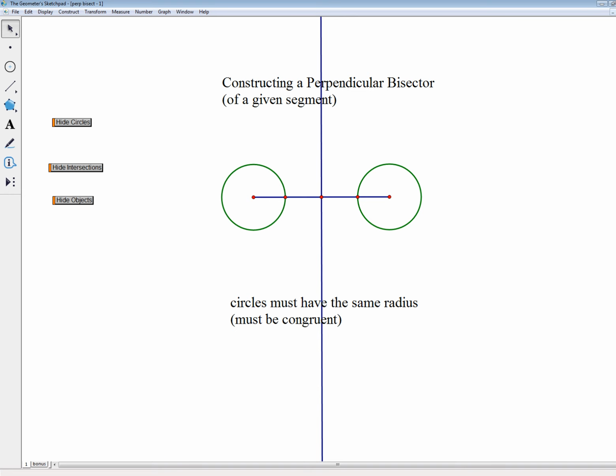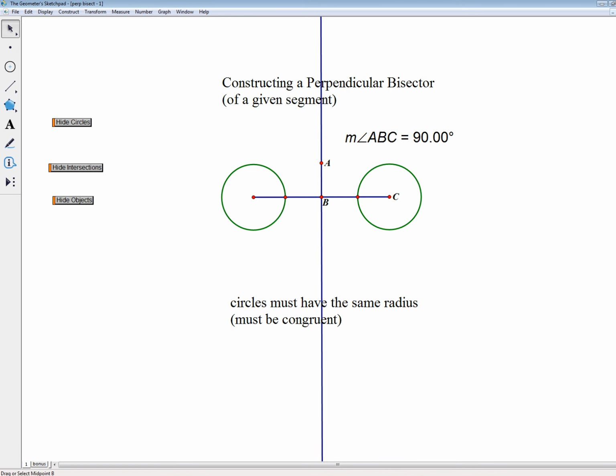So now if we want to verify that this is a perpendicular bisector, we can construct an extra point there, measure these as an angle, and there we can verify that we do have a 90-degree measure. Linear pair and vertical angles would also tell us that all of these intersections are 90.